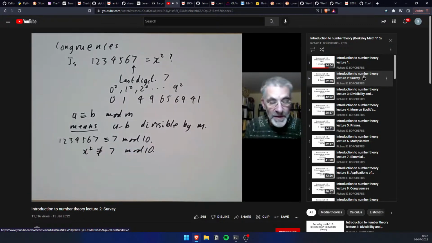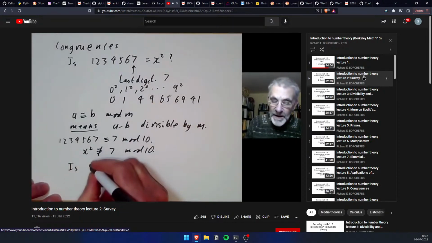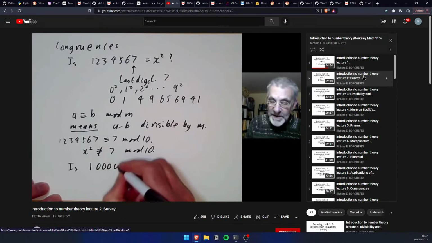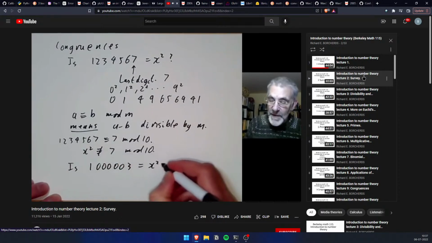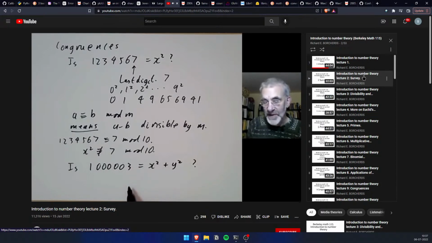You can look at more complicated versions of this. For example, we can ask, is 1000003 of the form x squared plus y squared for some integers x and y? Again, you could do this just by trial and error, although it'd be a bit more tiresome because there are about 1,000 different numbers x you have to check.